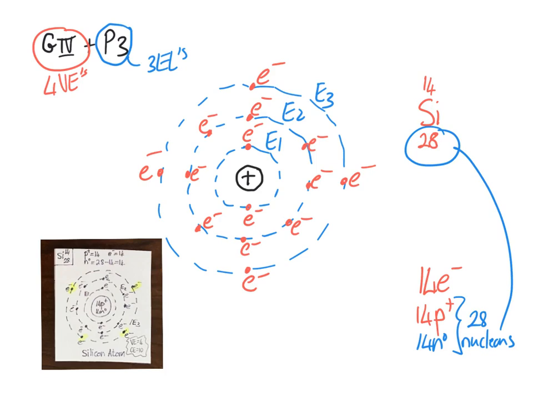In the next video in this video series, we are going to look at ions, that is charged atoms, and we are going to look at patterns for ions on the periodic table.